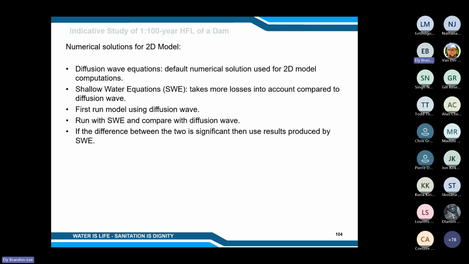It is recommended to first run your model using the diffusion wave equations, as it is easier to produce a more stable model using this method. Once a stable model is produced, the model should then be run using the shallow water equations. And if there is a significant difference between the results produced by the two, then the shallow water equation result should be used.